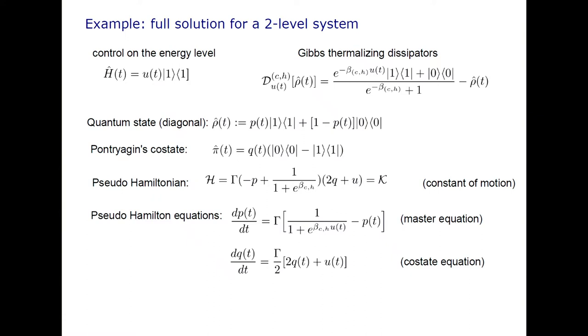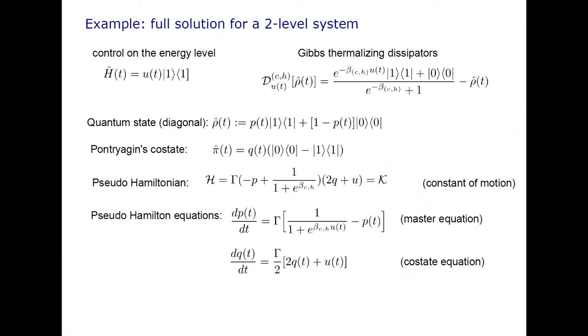Then let's apply this to the qubit. For the qubit, we assume that we can couple the system with two baths of cold and hot temperature that just tend to thermalize the system to the Gibbs state. This is a thermalizing dissipator. Moreover, we assume that we can modulate externally the gap of the two-level system by simply raising or lowering the energy level of the excited state. The ground state is at zero energy.